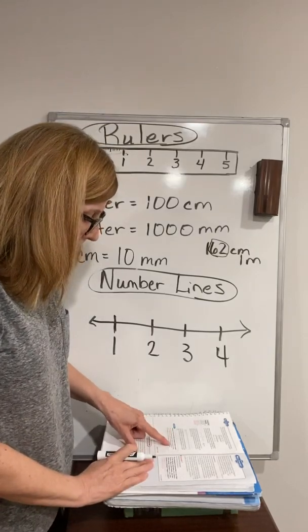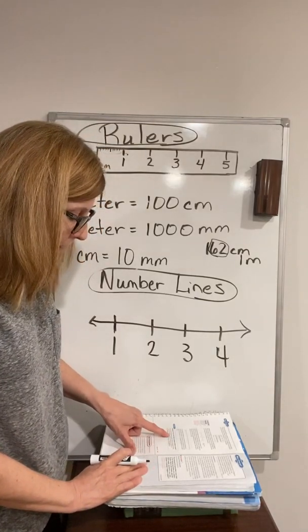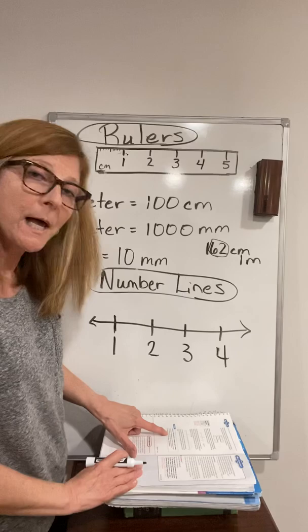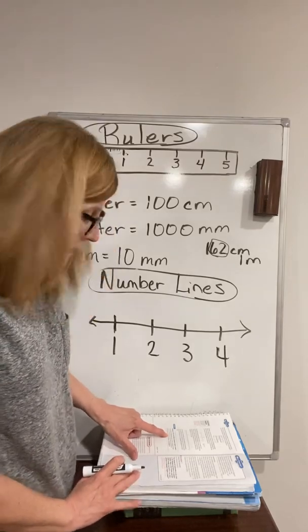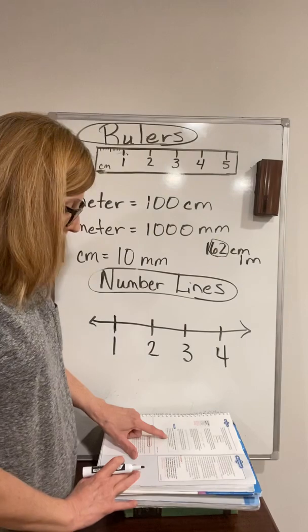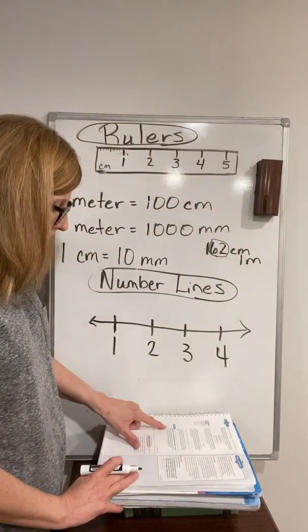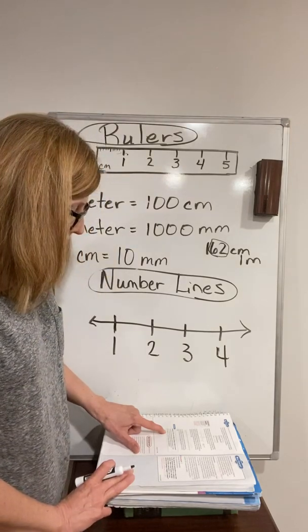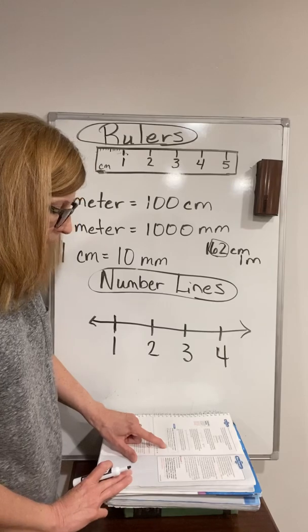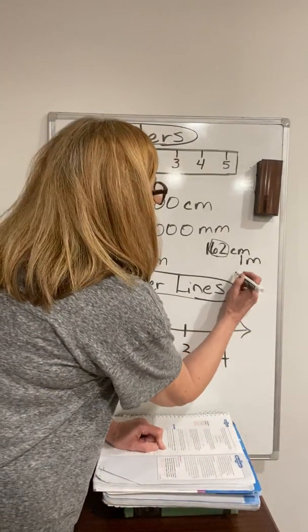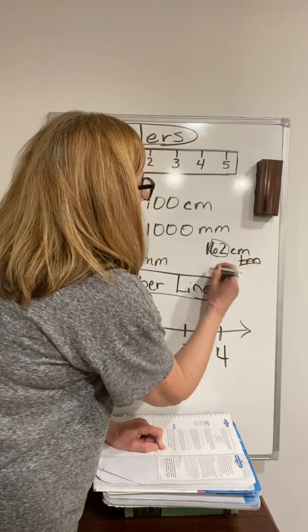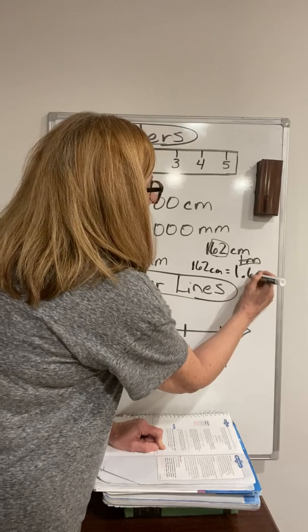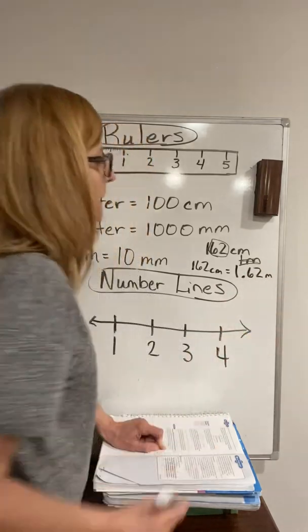Let's see. It says 100 centimeters equals a meter. So Santiago's height is 1 meter plus 62 centimeters. Since 62 centimeters is 62 hundredths of a meter, Santiago is 1 and 62 hundredths meters tall. So 162 centimeters equals 1 and 62 hundredths meters.